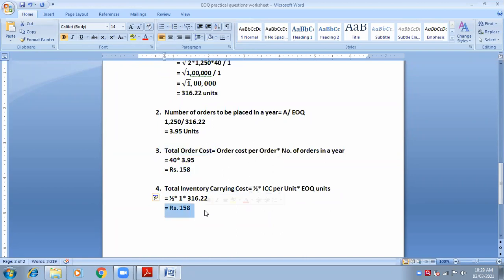So this is what EOQ does. EOQ brings a balance between two different costs. Neither of the costs is more than the other. See, ordering cost is also rupees 158, inventory carrying cost is also rupees 158. No cost is more than the other one. Are you getting my example? This is the way that you have to check your answer. If it is right, both answers will match.